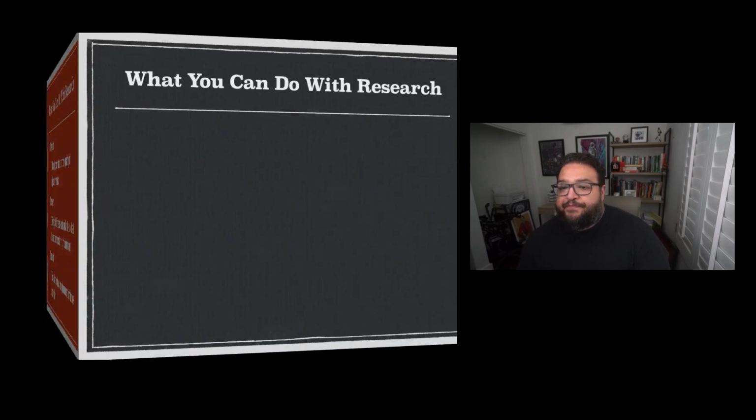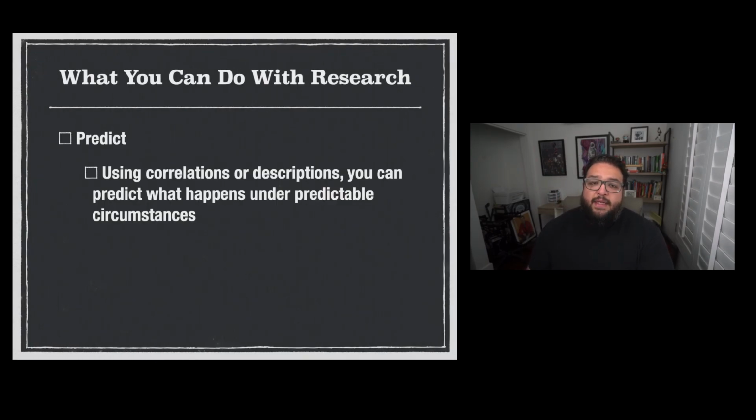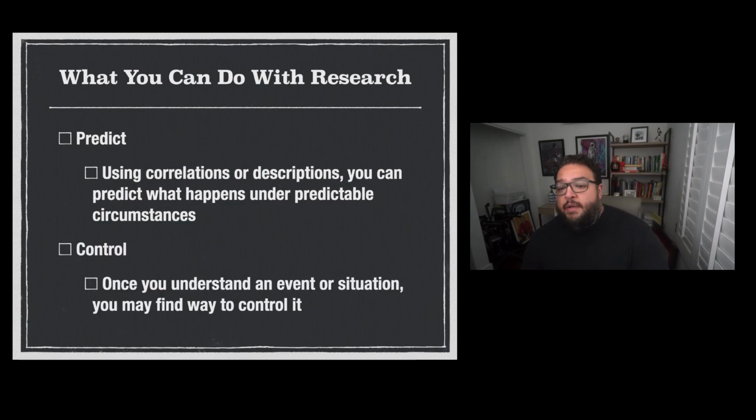What else can you do? You can predict things, right? So you can use correlations, descriptions. You can predict what happens under predictable circumstances, and that's again where we get the validity aspect and the reliability of a particular project. Trying to figure out if you can predict something based on all the information you previously have. You can control something. Once you get enough information, right, you can understand an event or a situation, you may be able to figure out a way to control it.